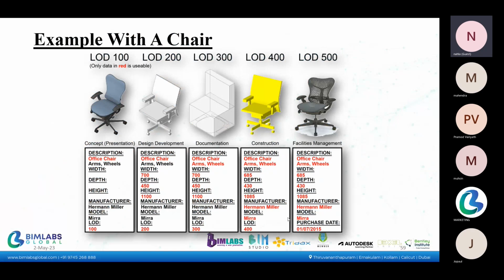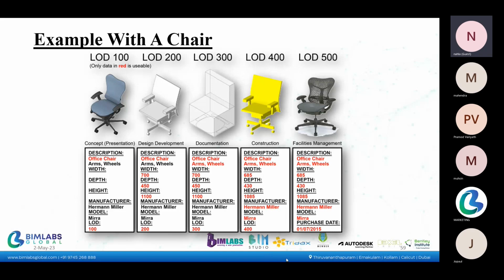This is an example of what I explained right now: LOD 100, 200, and 300 with a chair. The details marked in red are the relevant information for each LOD. In LOD 100, we'll only be able to know that it's an office chair. Since it's a small chair it's like this; when it comes to a big building, the data will change.